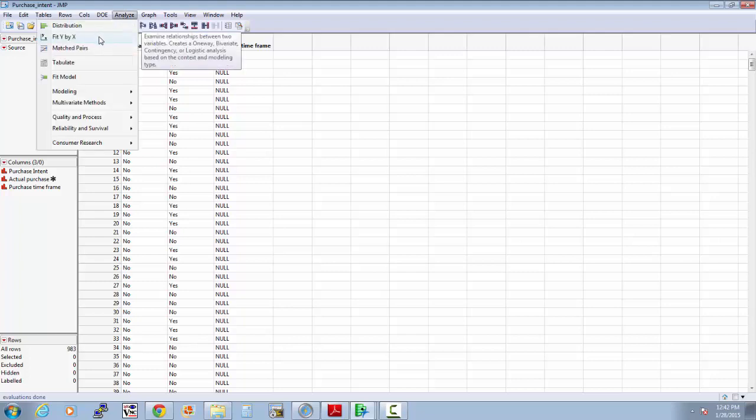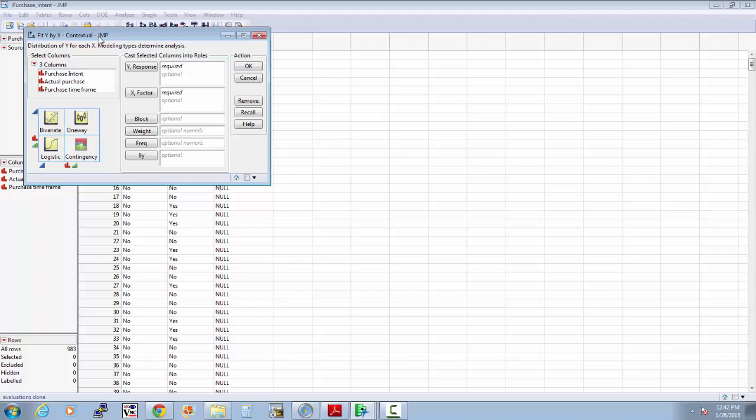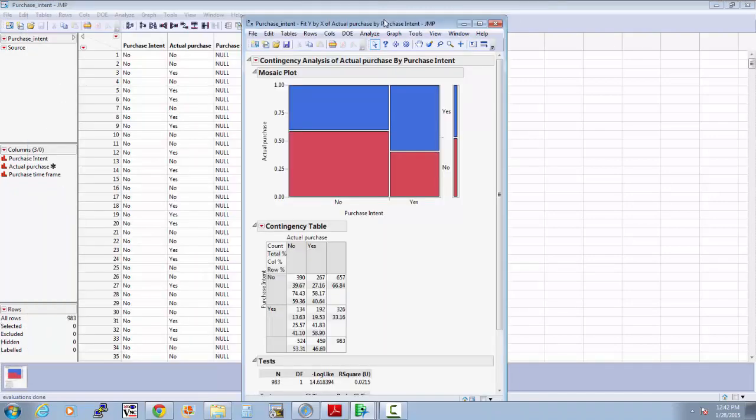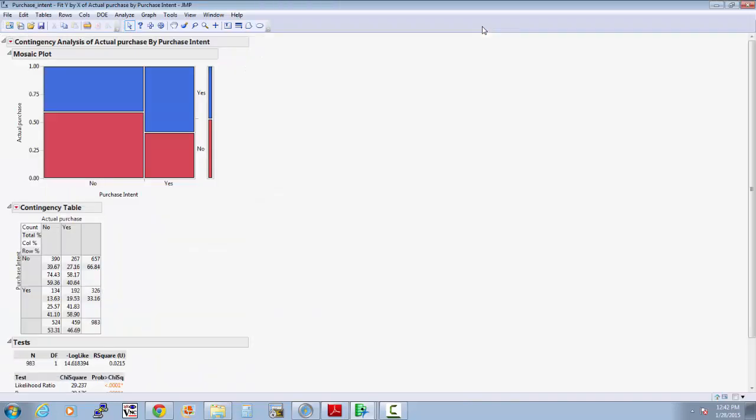And then to do the contingency table, the cross tabulation, I go to Analyze, and then it's the Fit Y by X menu that you want. You want to choose one of the variables as being the X, and here it's natural to put purchase intent in as the X, and we're going to say, does knowing purchase intent tell us anything about actual purchase behavior? So that one goes in as the Y, and that's all that I need to do. I click on OK.